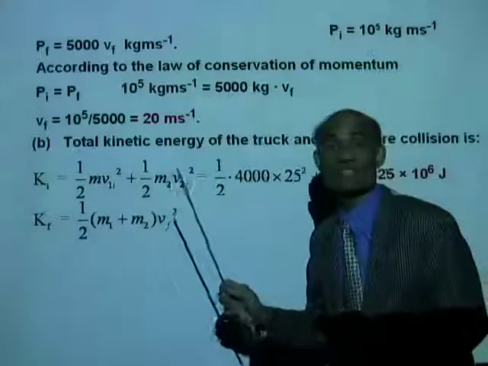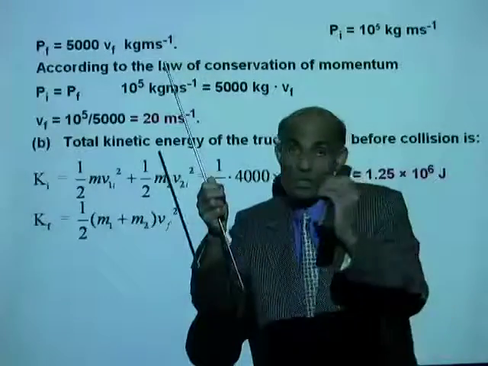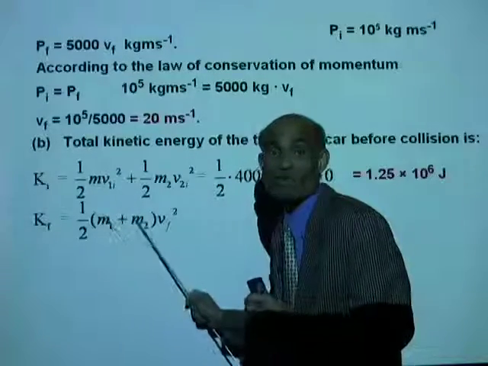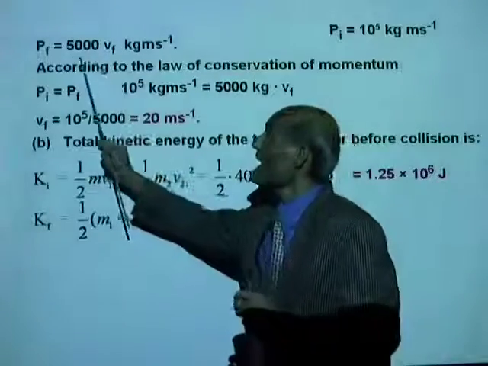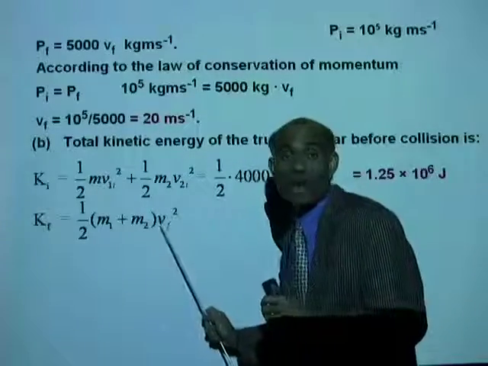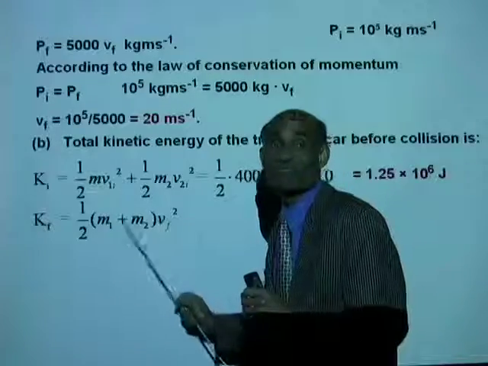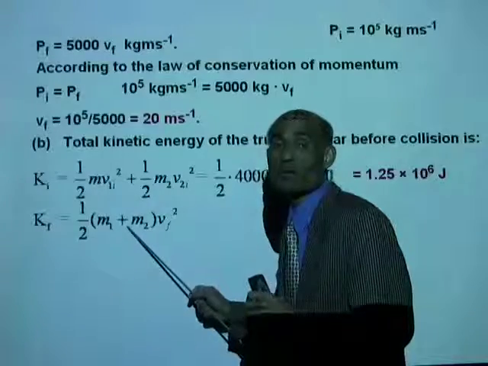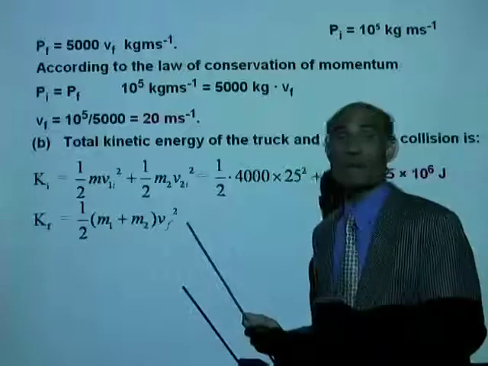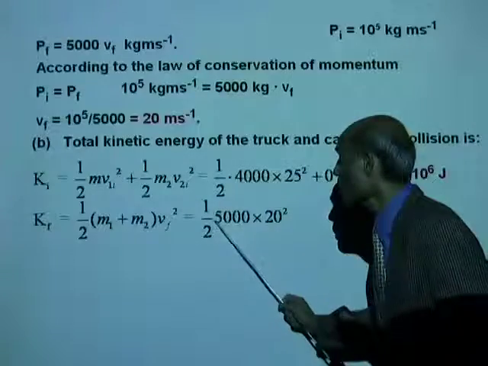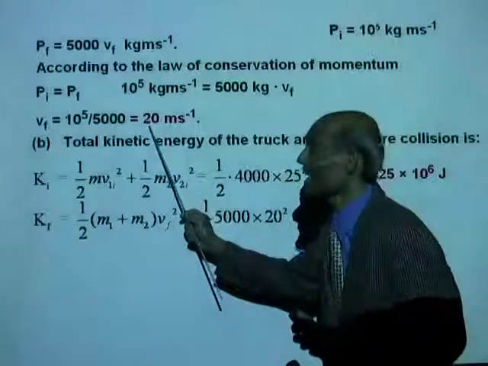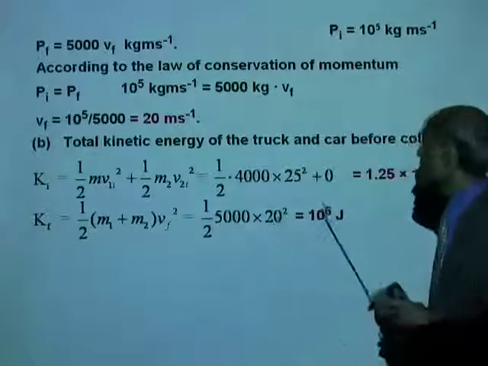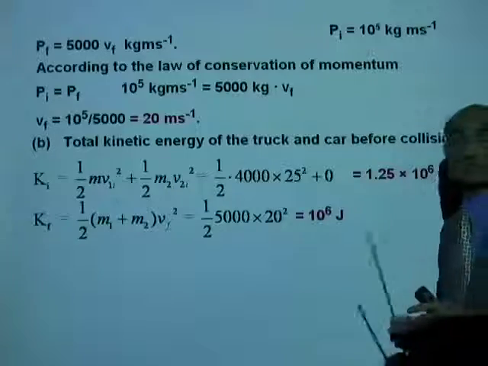What is the final kinetic energy? After collision, they join together so that their total mass is m1 plus m2, and that is 5,000 kilograms, and the common velocity is Vf. So the final kinetic energy is 1/2 (m1 plus m2) Vf squared, and that will be 1/2 of 5,000 times, we calculated Vf as 20 meters per second, squared, and that is 10 to the power of 6 joules.